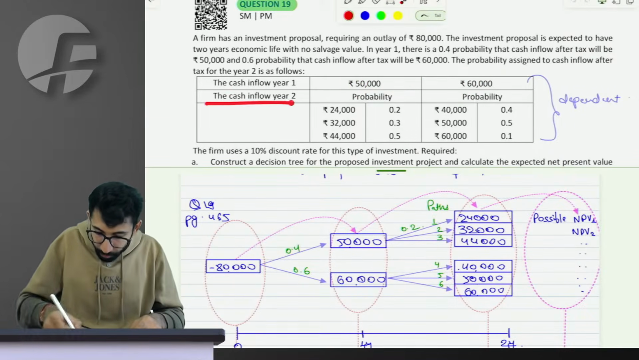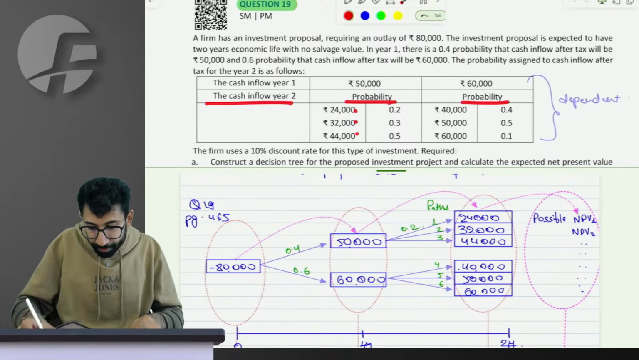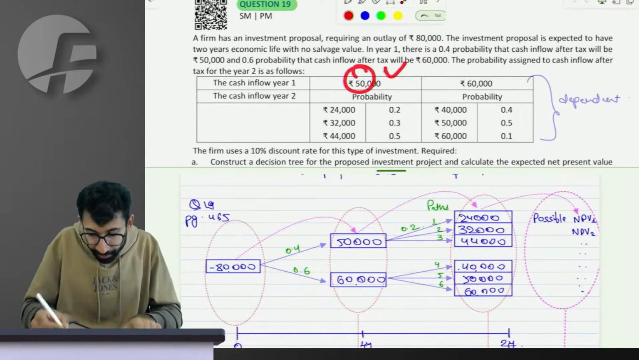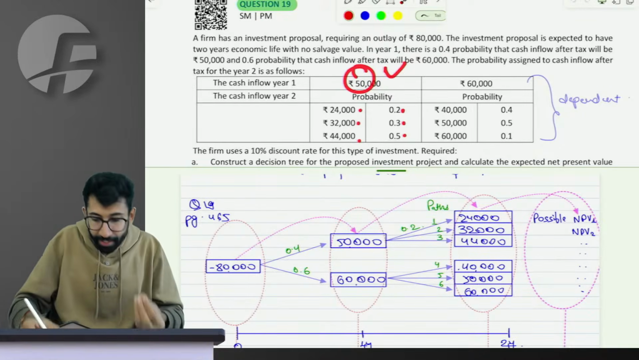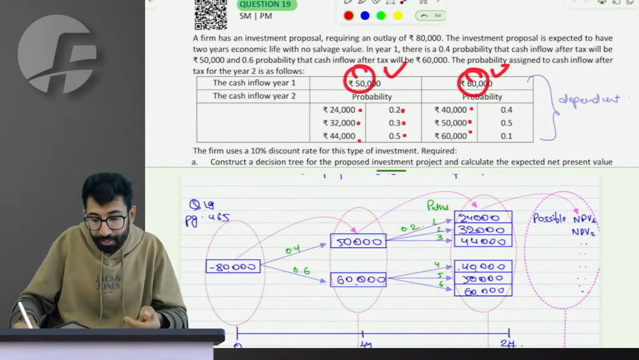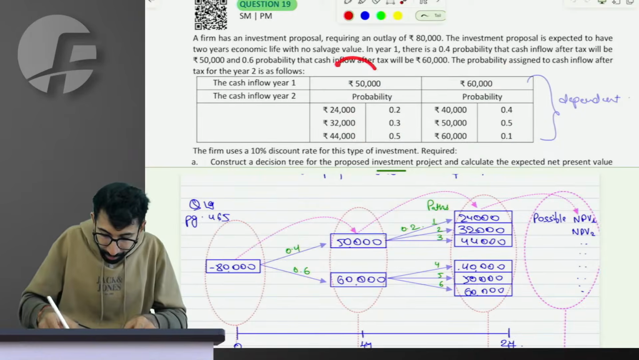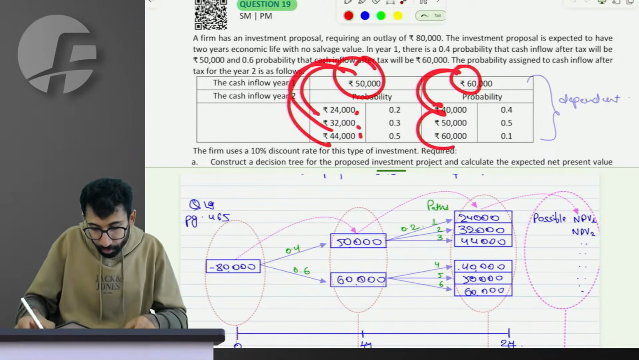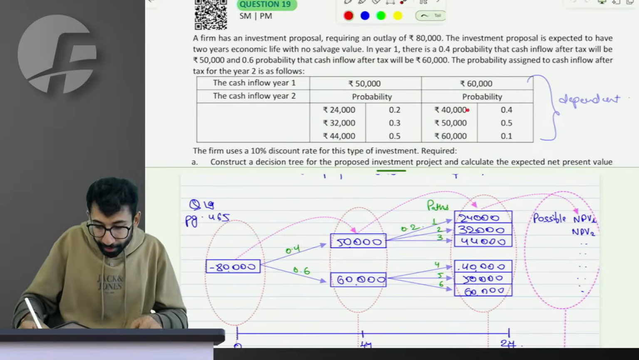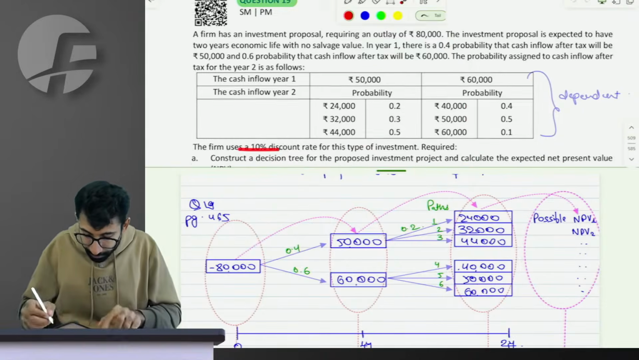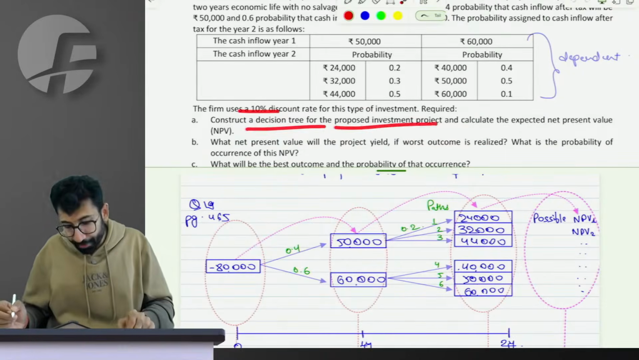Then in year 2, the cash flows and the probability depend on what the cash flow in year 1 was. In year 1, if it is 50, then in year 2 it will be 24, 32 and 44,000 with these probabilities. In year 1, if it is 60, then the cash flow will be 40, 50 and 60 with these probabilities. So the cash flow of year 1 will decide the cash flows of year 2. If I have higher cash flows in year 1, then year 2 will automatically have higher cash flows. Fine, cool. 10% discounting rate, construct a decision tree.